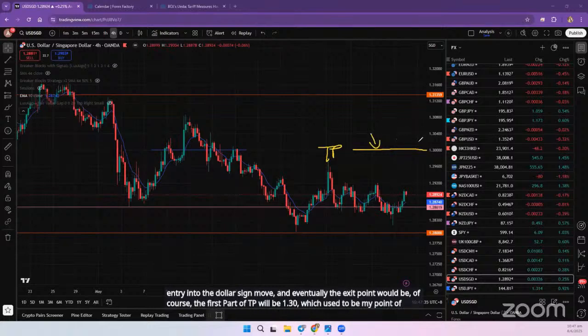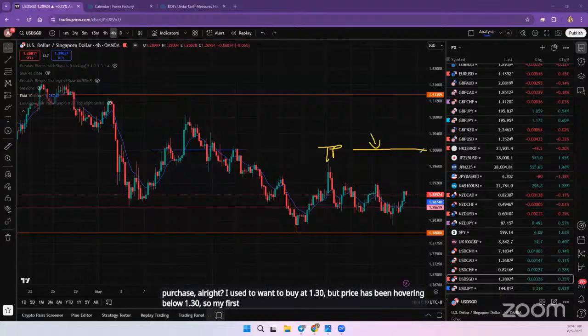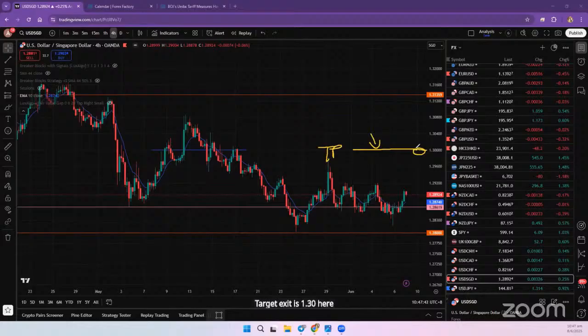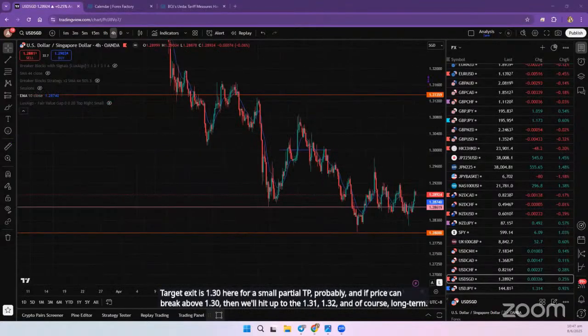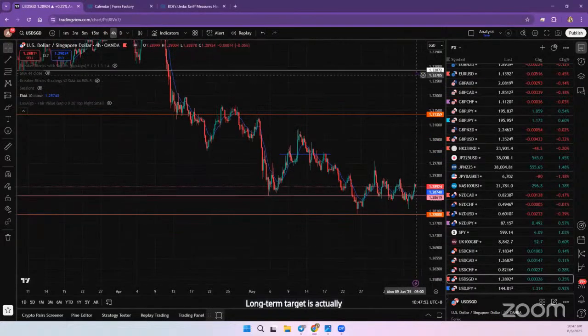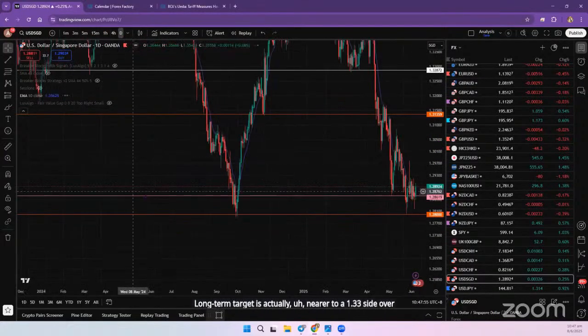All right, I used to want to buy at 1.30, but price has been hovering below 1.30, so my first target exit is 1.30 here for a small partial TP probably. And if price can break above 1.30, then we'll hit up to 1.31, 1.32. And of course, the long-term target is actually nearer to the 1.33 side over here. This is on the daily time frame.